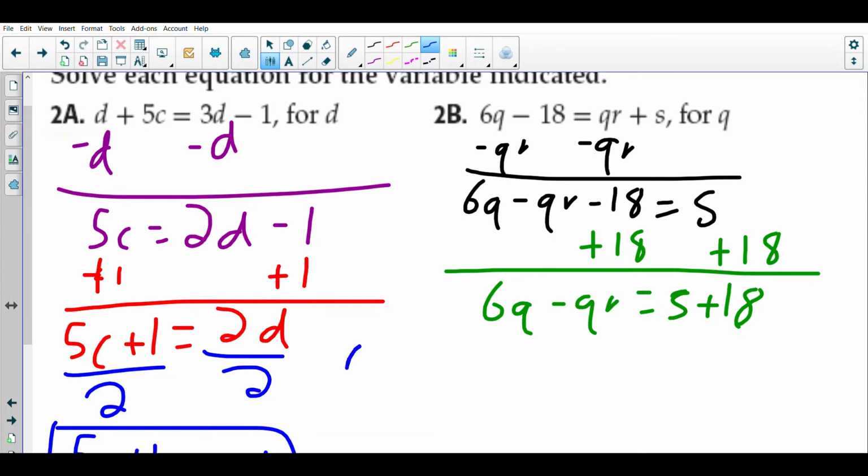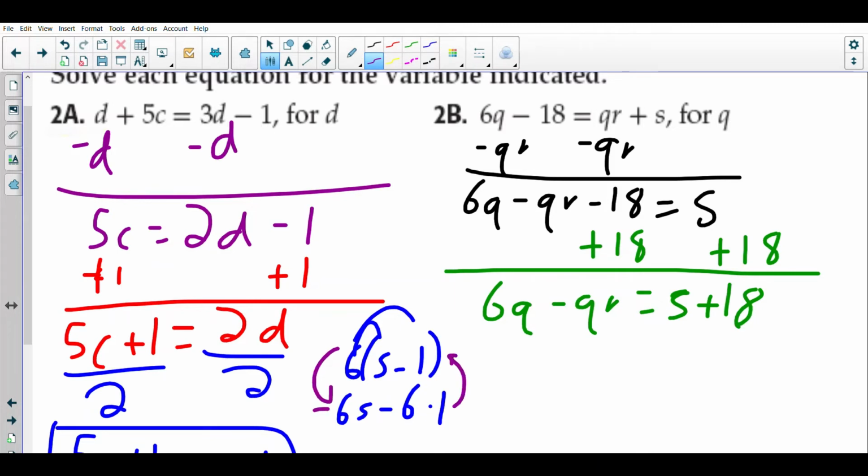If I had 6 times (s minus 1), for example, I would take that and distribute. Now I get 6 times s minus 6 times 1. Well, if I can work from the top to the bottom, I can work backwards. So I'm going to take away that 6, and I can go to 6 times the quantity. So the same thing applies here.